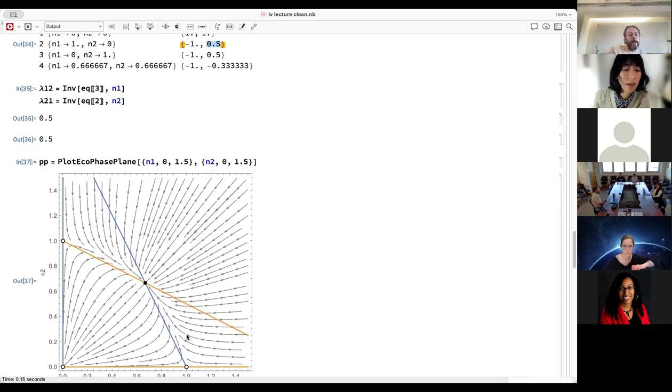Yeah, so the invasion analysis is basically a shortcut on doing the relevant part of the stability analysis. So yeah, it's a good observation. Oh, thank you.